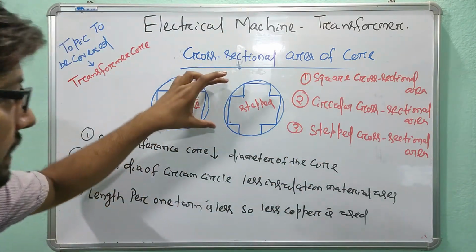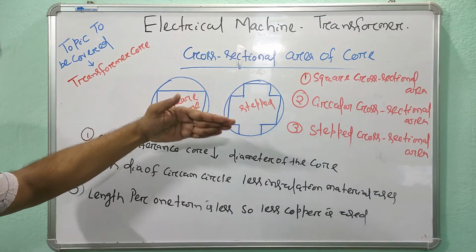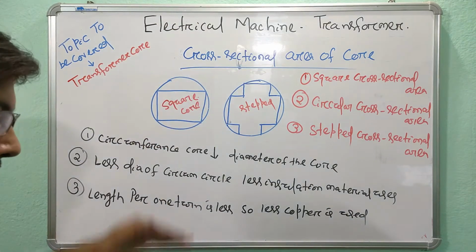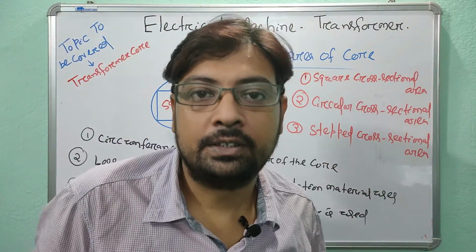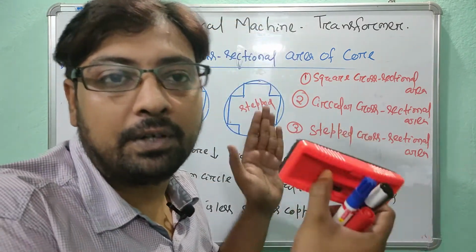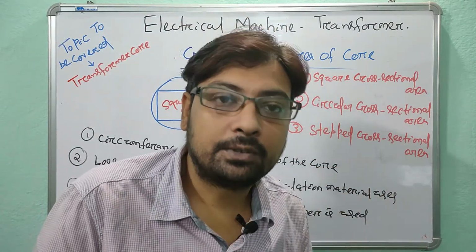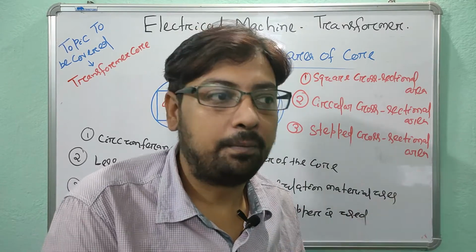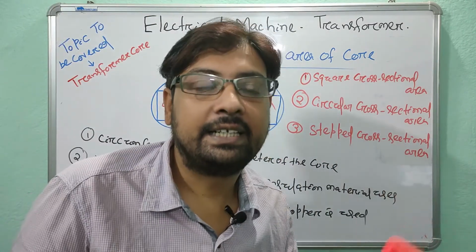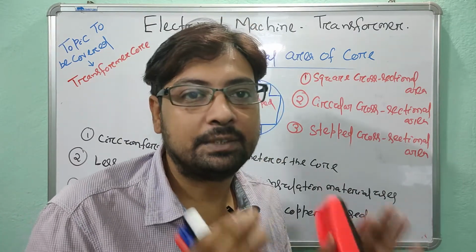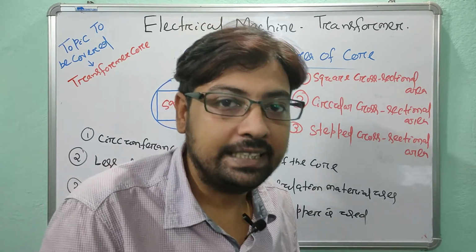So by using stepped circular cross-sectional area, we get less diameter of the core, less insulating material, and less copper loss. For that reason we always use stepped cross-sectional area in the transformer, so that due to this the weight and the length of the transformer are reduced. Also the area of the transformer is reduced.